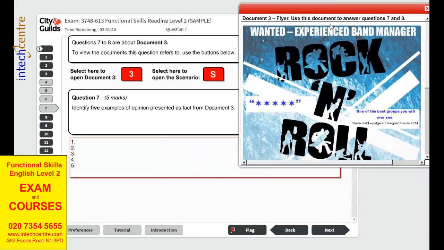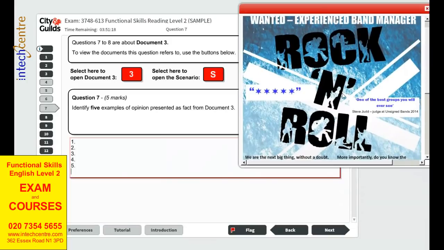Wanted band manager. So this is a flyer for a job advert for a band manager. As you can see here, one of the best groups you will ever see. This is an opinion presented as a fact. So they are not saying we believe we are one of the best. They're saying we are one of the best groups you will ever see. So it's presented as a fact.